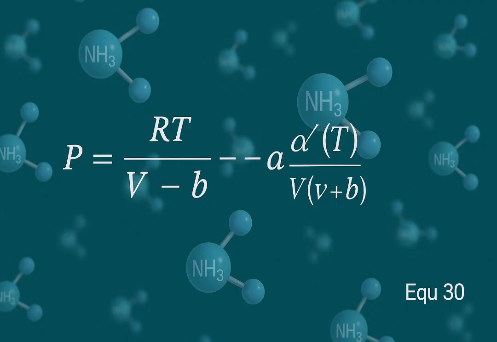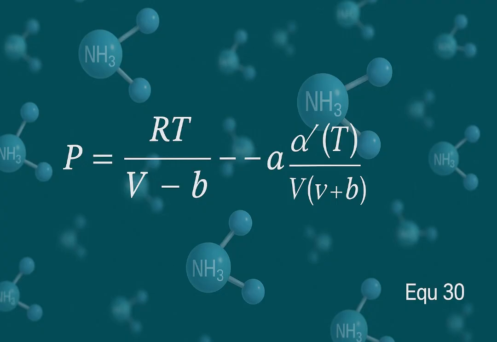2. Predicting vapor-liquid equilibria, VLE. The SRK equation can be used to estimate vapor-liquid equilibrium, VLE, which is essential in designing distillation columns, separation processes, and other operations in the oil and gas industry.